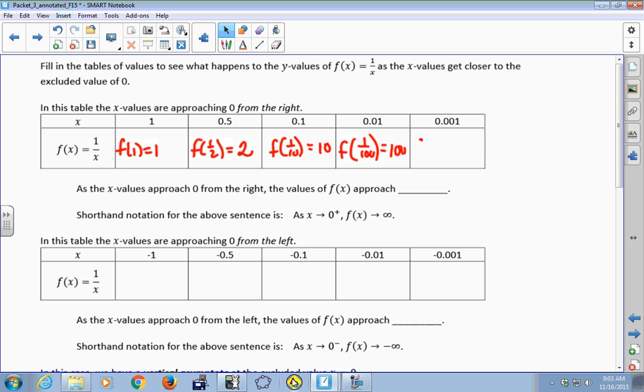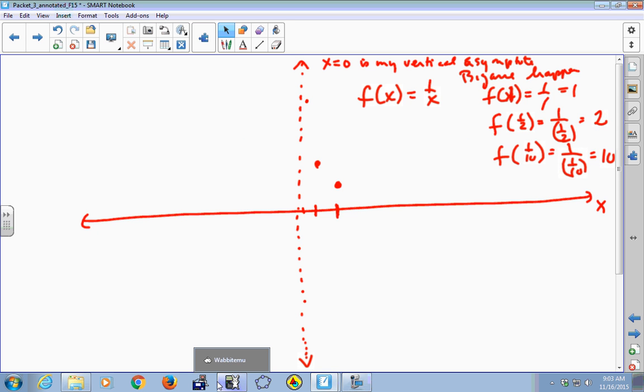And what if I'm really close? I'm at 1,000th to the right. 1,000. So you can see that as I get closer and closer to that x value being 0, my function is going to just skyrocket up to positive infinity. It's just going to get huge. Sometimes we say it blows up. It grows without bound. Okay.